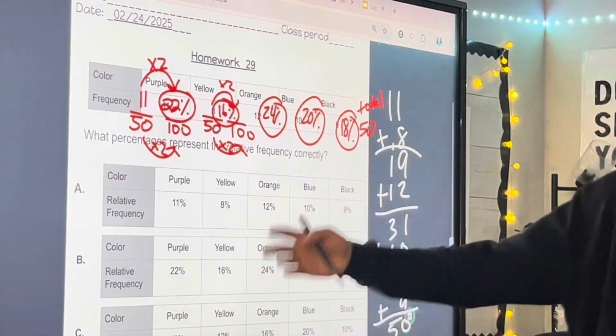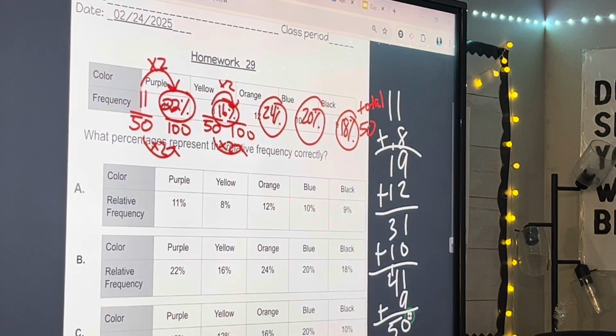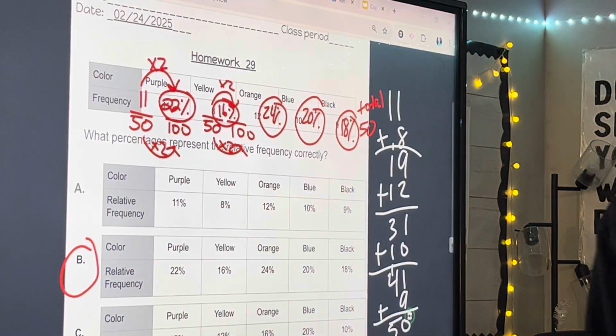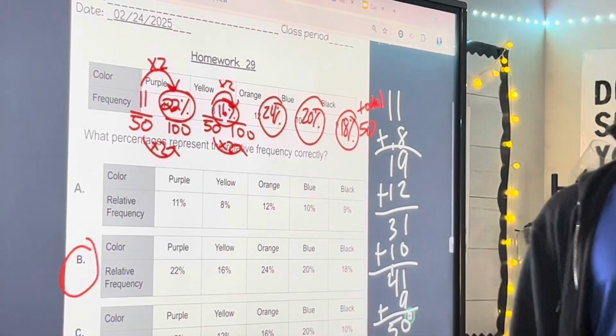Now we're just matching what table matches, which is what letter? B. All right, B. Warm up B, homework B. Any questions?